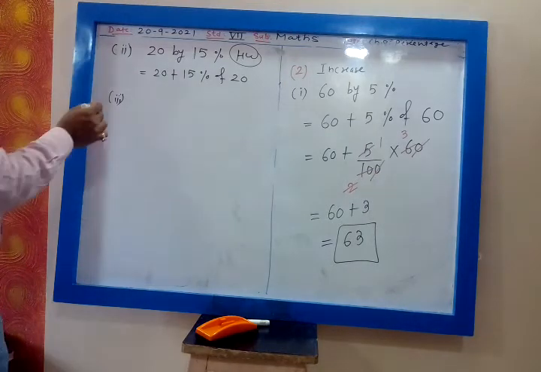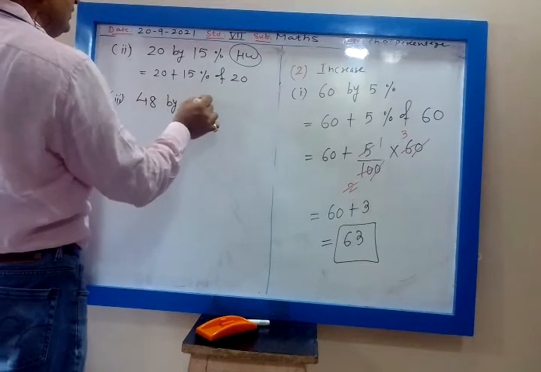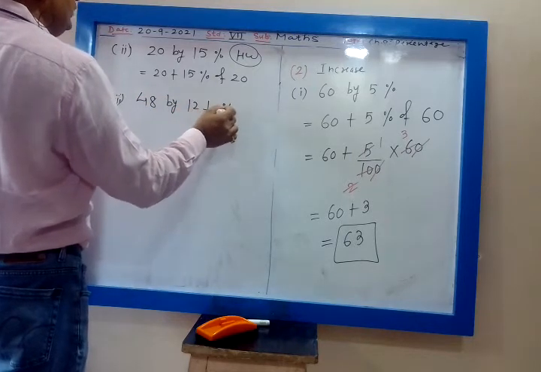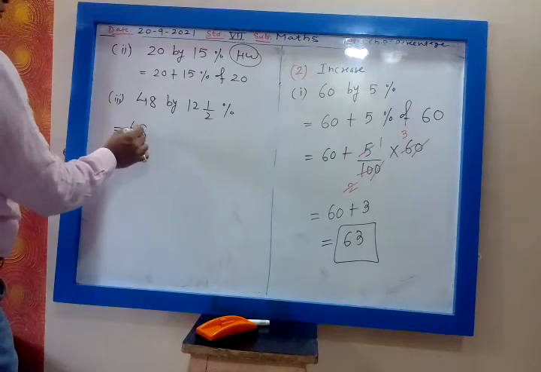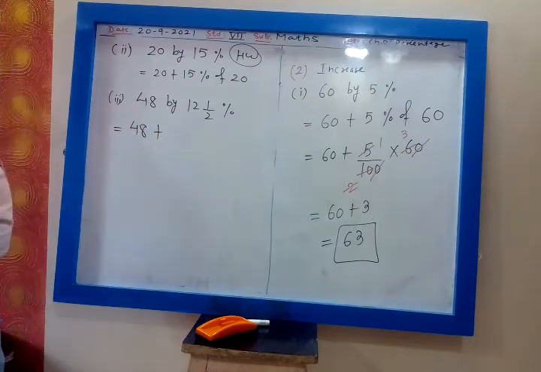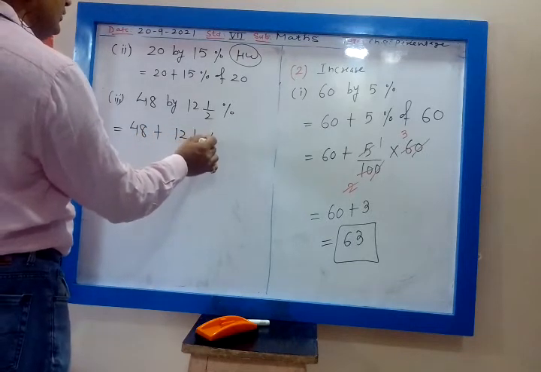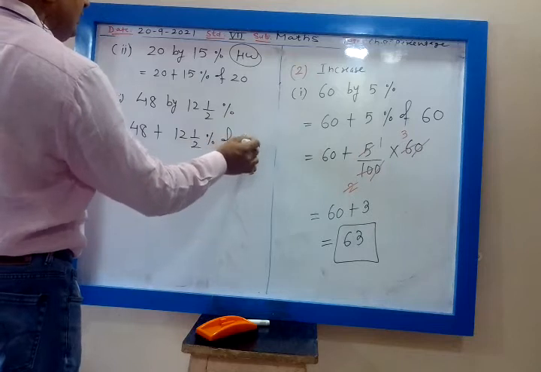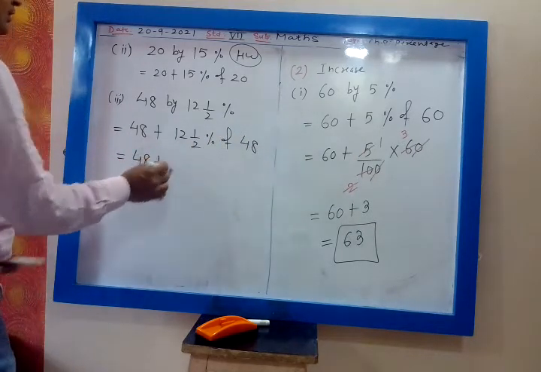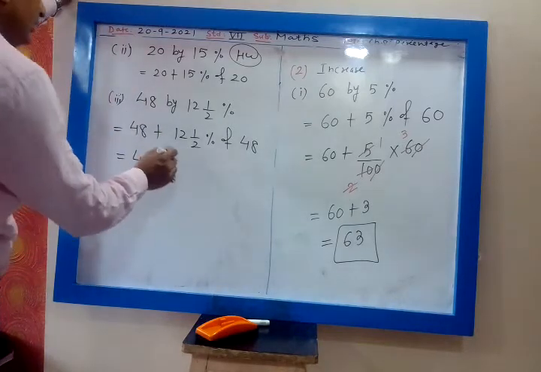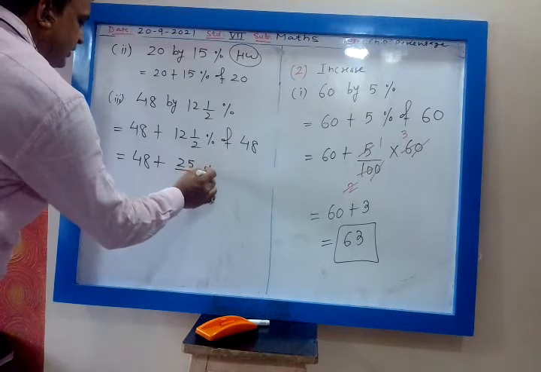Now third one, increase 48 by 12 1 by 2%. So what will you write? Increase 48. So 48 plus 12 1 by 2% of 48. Let us go step by step. 48 plus, the mixed fraction you convert into an improper fraction. What is that? 25 by 2. 25 by 2% of 48.